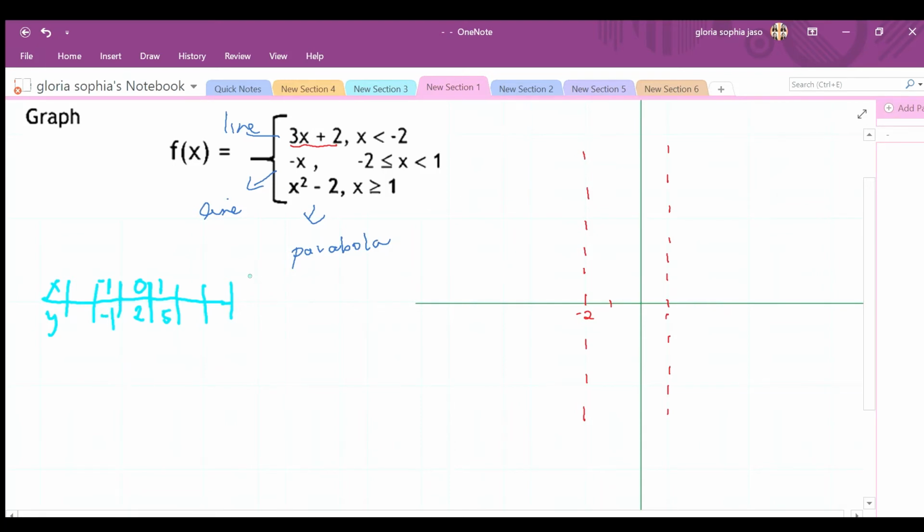Ayan. So, dito, makikita natin kung pwede na tayong makapag-trace ng line. So, try natin. -1, tapos -1. So, ito. And then, 0, 2. Ayan. And then, 1, 5. Pwede na tayong mag-trace ng line.